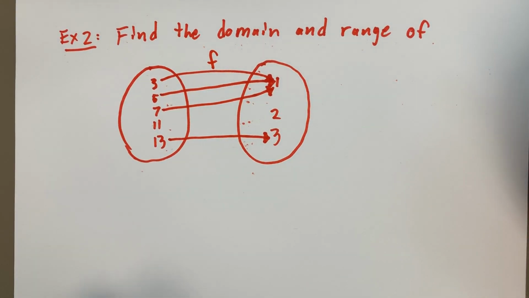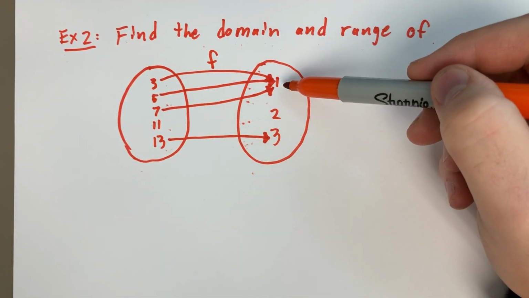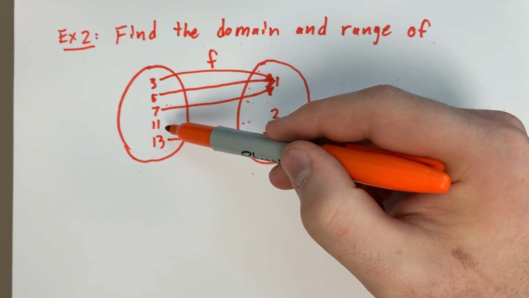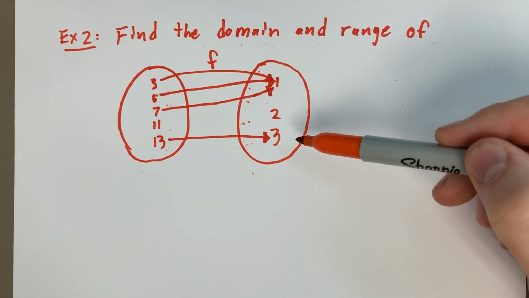All right, so now we're moving on to example 2, using potato diagrams to find the domain and range of functions. Here we have f mapping 3, 5, and 7 all to 1. 11 goes to nothing. There's no arrow out of it. And 13 maps to 3.